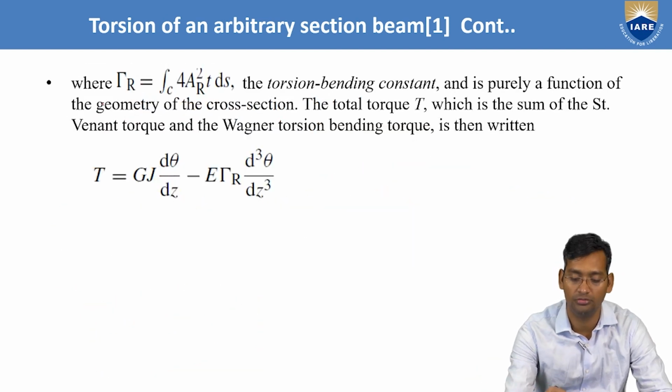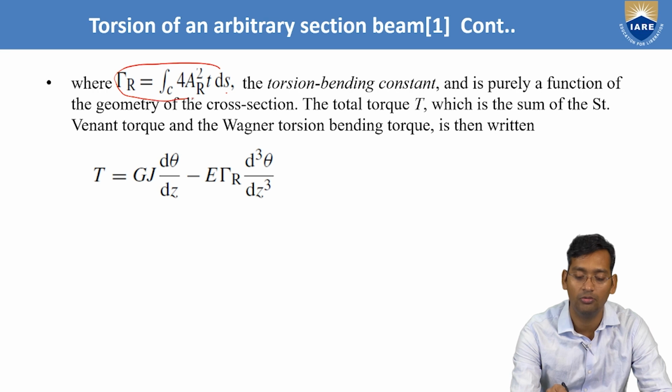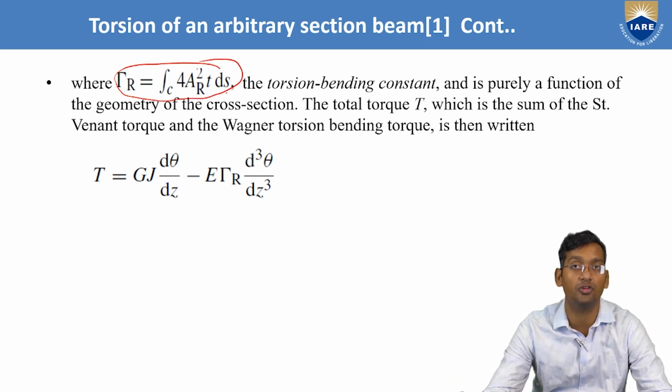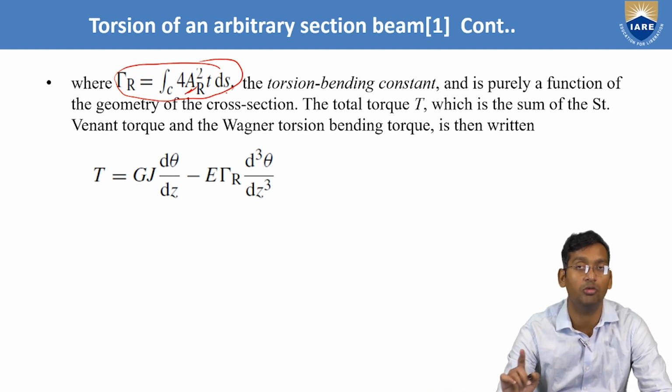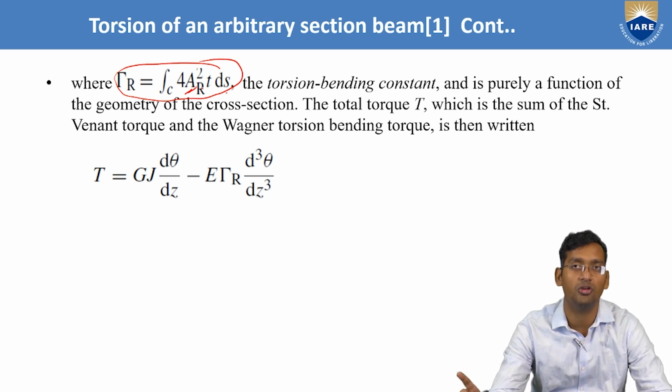So where Γr is what? 0 to c 4A²r t ds. This term is called the torsion bending constant, and it is purely a function of what? The geometry of the cross section. That's why we are not changing this value; we have taken it always inside the integral, so that it depends on the cross section of the beam.